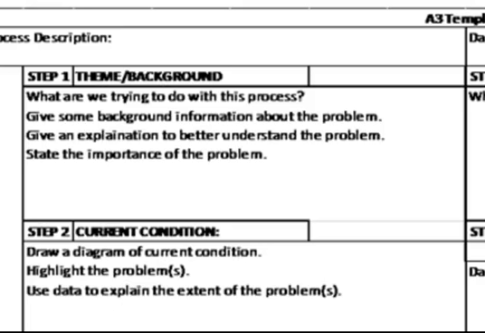And then you need to state the importance of the problem. Is it really serious? Because it's a safety issue and somebody could get hurt if it doesn't get fixed?